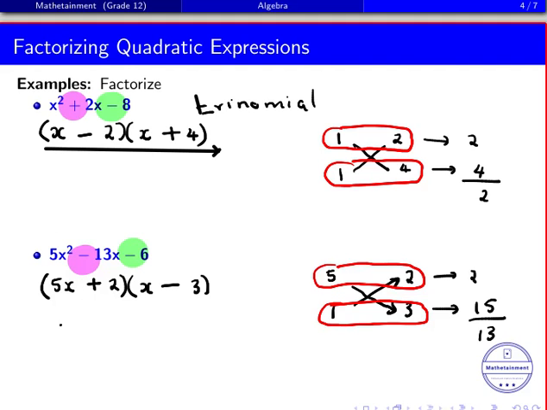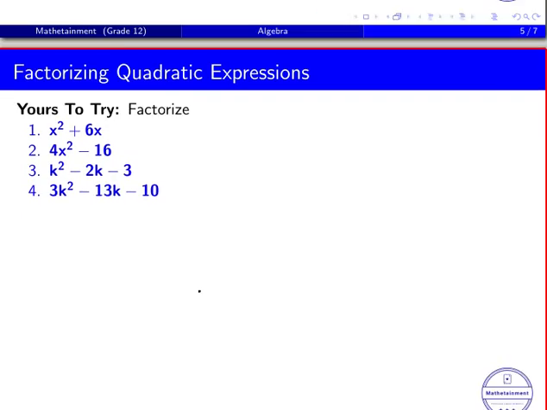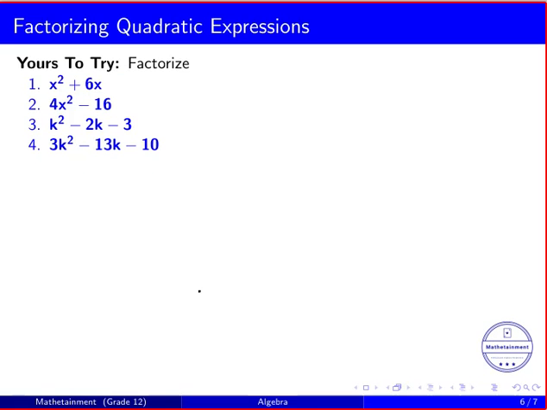Now, this is fully factorized. So, guys, this is how to factorize quadratic expressions using either a common factor or using the trial and error method to find the factorized version of quadratic expressions. I'm not leaving you guys alone because I'm very fond of you. I'm leaving you with your problems to try. This is yours to try. You want to factorize the following expressions.